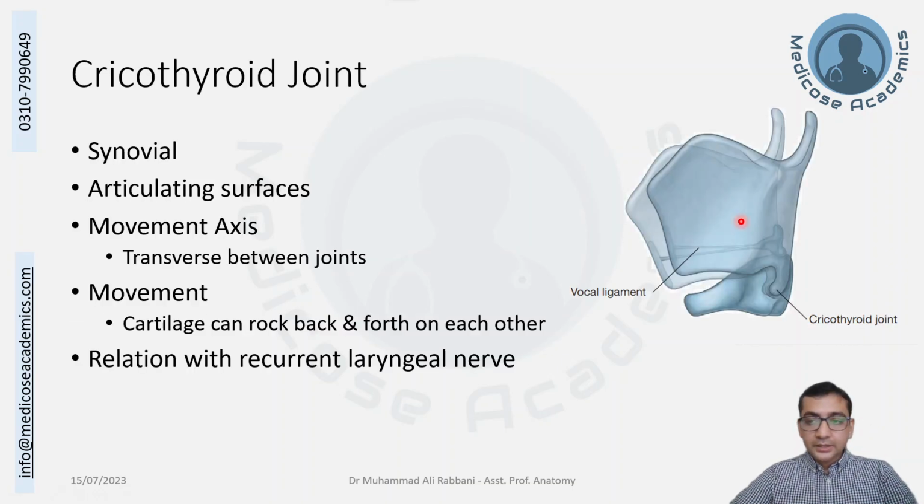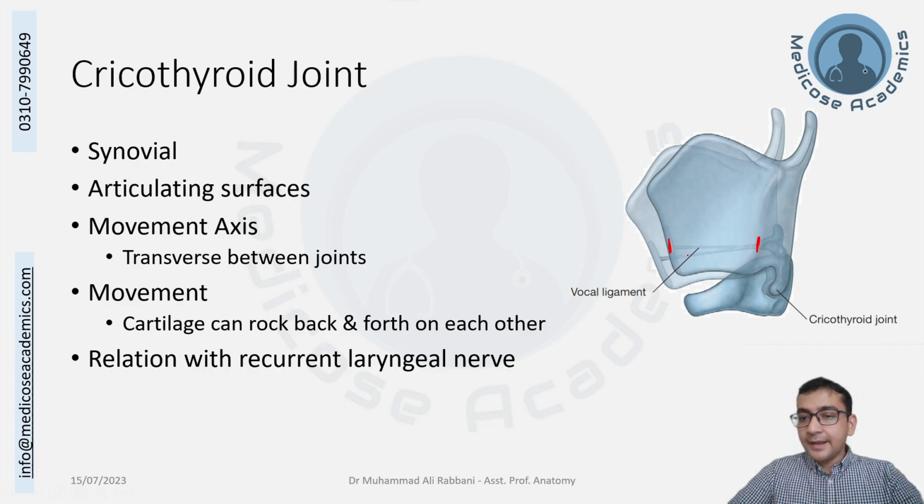The joints. There are two joints that are important to discuss. There is the cricothyroid joint. It is present between the lateral surface of the lamina of the cricoid cartilage and the inferior horn of the thyroid cartilage. If this is the cricoid cartilage, this is the thyroid cartilage. It helps the thyroid cartilage to tilt on the top of the cricoid cartilage. And this is the thyroid cartilage, this is the arytenoid cartilage.